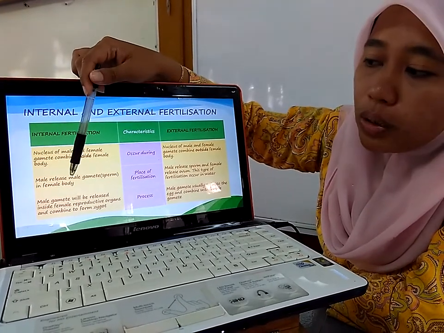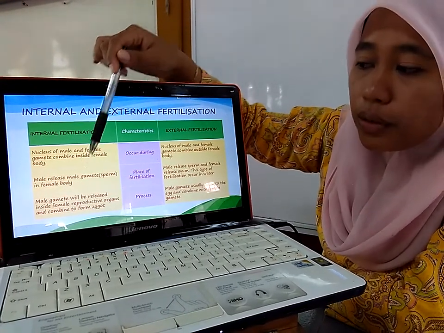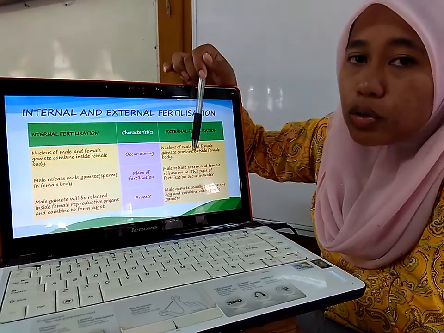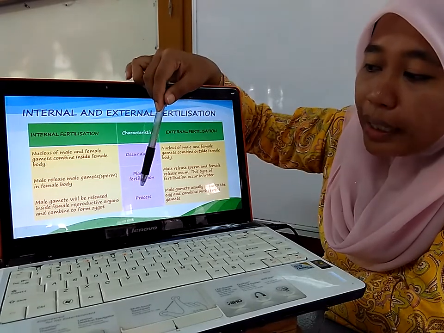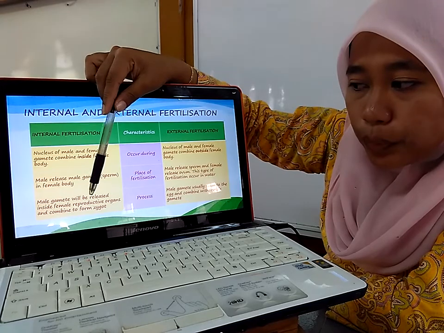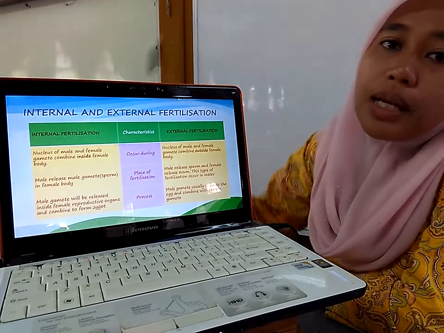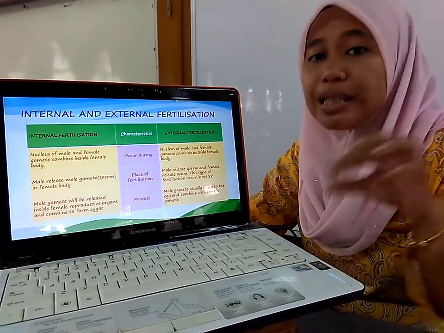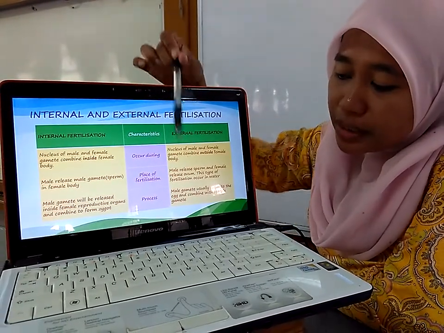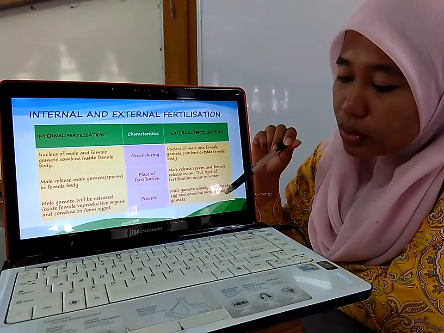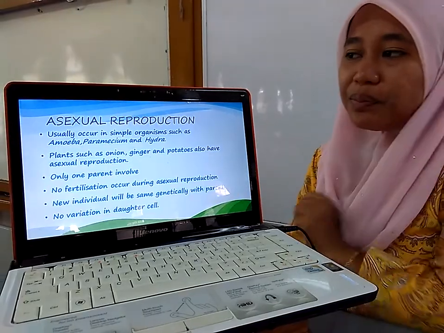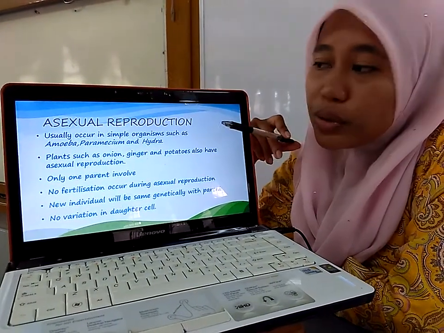Okay, as usual, internal will be inside the female body, and external is where they release their gametes, or sperm and also ovum, outside from their body. And in the process of internal fertilization, the male gamete will be released inside the female reproductive organs and combine to form a zygote. In other words, the sperm must be inside the body, they combine inside the body. And also in the process of external fertilization, the gametes usually swim into the egg and they combine outside the body.